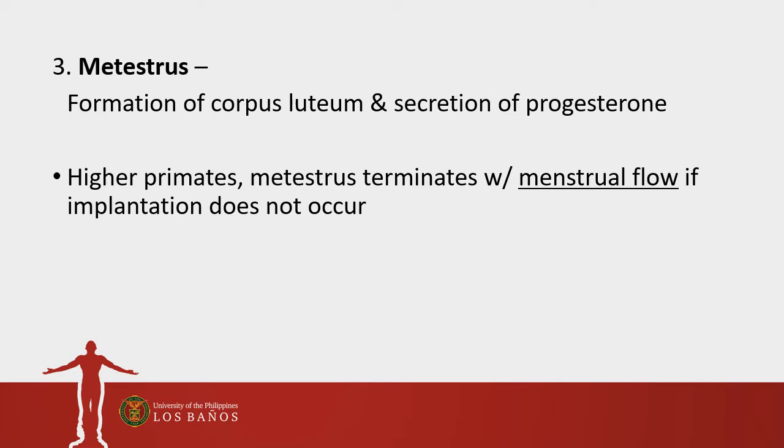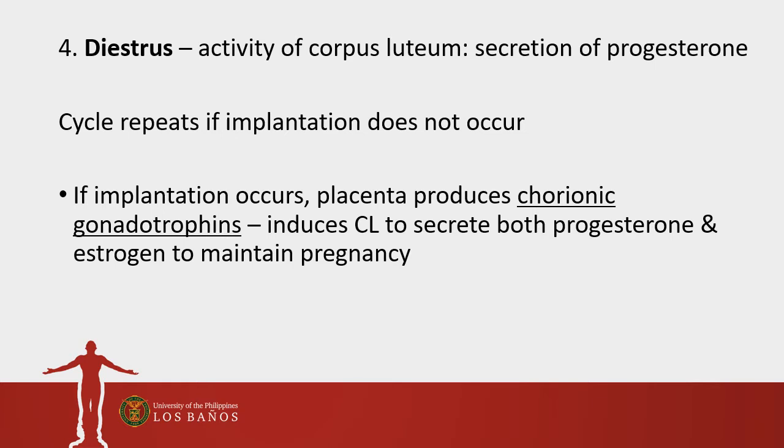Metestrus is characterized by the formation of the corpus luteum and secretion of progesterone. In higher primates, metestrus terminates with menstrual flow if implantation does not occur. The diestrus is characterized by the activity of the corpus luteum. There is secretion of progesterone. The cycle repeats if implantation does not occur. If implantation occurs, placenta produces chorionic gonadotrophins, which induces the corpus luteum to secrete both progesterone and estrogen to maintain pregnancy.